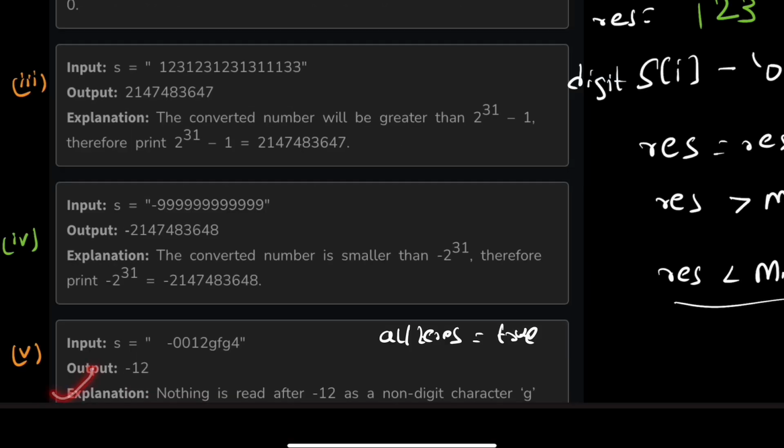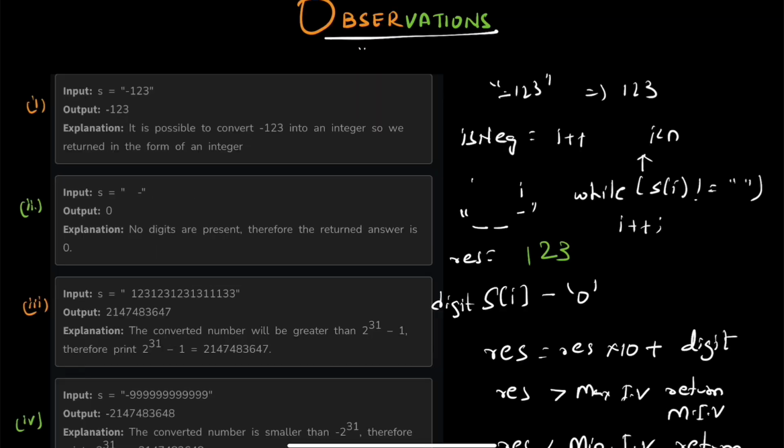So here in the explanation, it says nothing is read after negative 12 as a non-digit character. That is, as soon as we find a non-digit character, we'll break from there, irrespective of whatever number we have afterwards. Okay. So this is the fifth observation: break if no valid digit is found. Okay. So with this, we have found all our observation points. I know it's very clumsy here, but you got the logic, right? Now let's see the code where I have used all these points in a structured way.